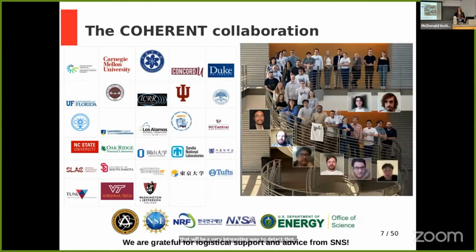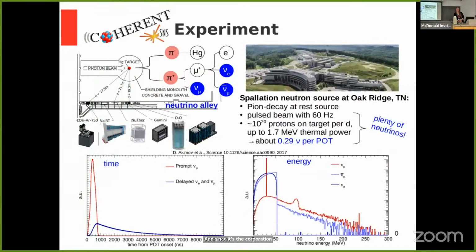So in the remainder of my talk, I want to show you how COHERENT managed to detect these neutrinos. And this is the COHERENT collaboration here. COHERENT is located at the Spallation Neutron Source in Oak Ridge, Tennessee, in the US. The Spallation Neutron Source is a time-decay fast source, and the neutrinos are created from pion decay.